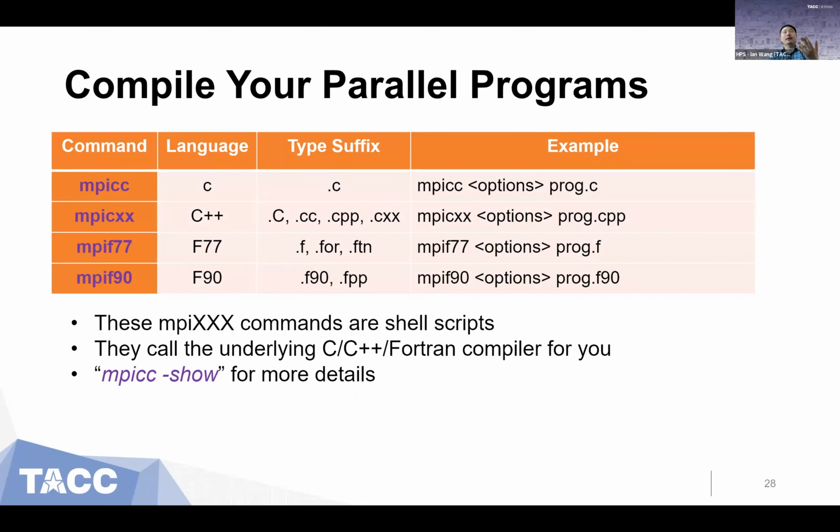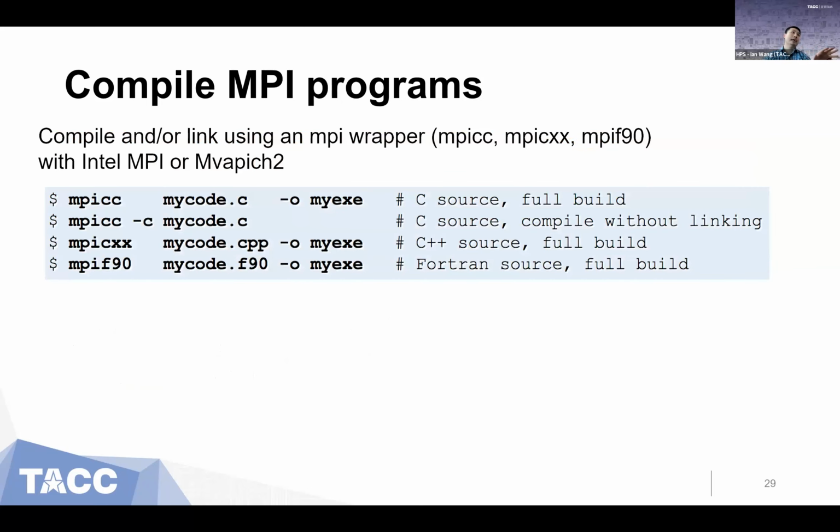So to compile your MPI code, you should use commands like mpicc, mpicxx, mpif77, mpif90. Okay, so these are actually shell scripts that wrap around the underlying Intel or GNU compiler with some extra options to link in the MPI libraries, basically. So here are some examples on how you may compile your C, C++, or Fortran code with the MPI compiler, either using Intel or MVAPICH2. Okay.